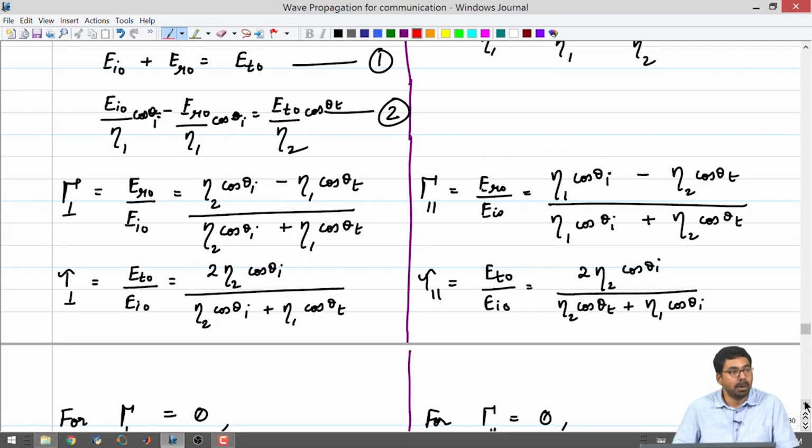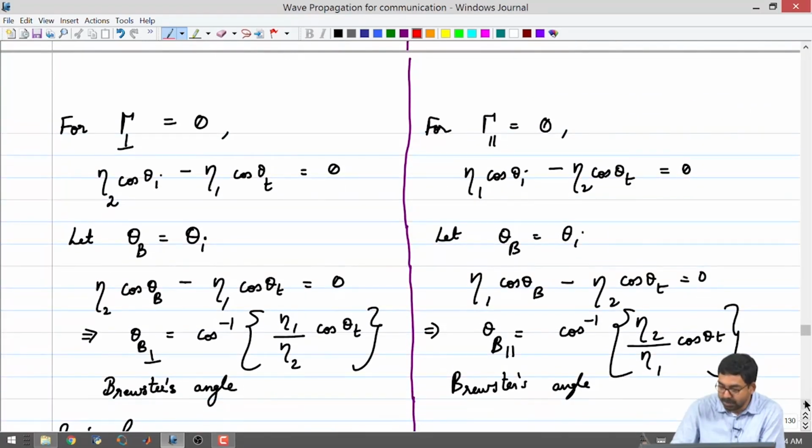For the perpendicular polarization, when we talk about electric field reflection coefficient, 1 plus gamma perpendicular is equal to tau perpendicular, but for the parallel polarization case, 1 plus gamma parallel is not equal to tau parallel. You will have to use some other expression.